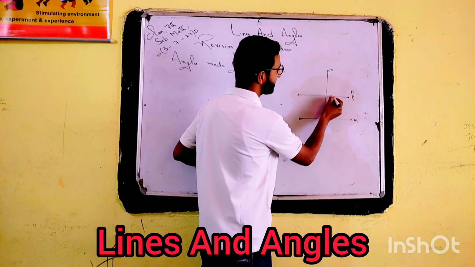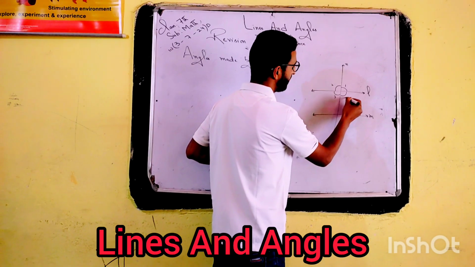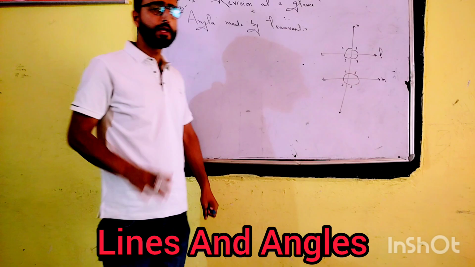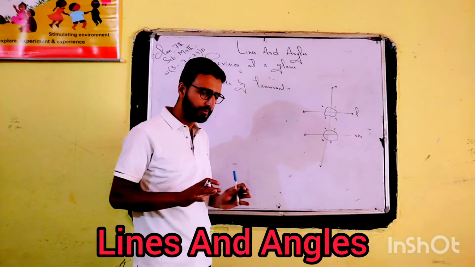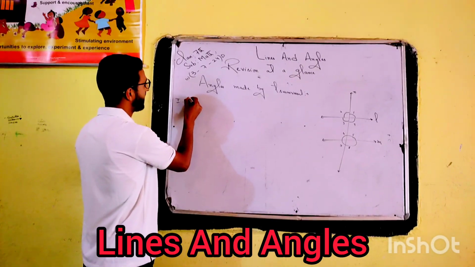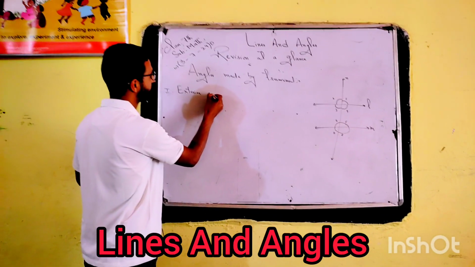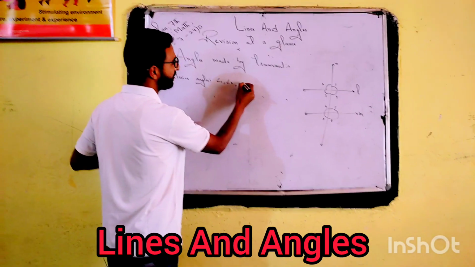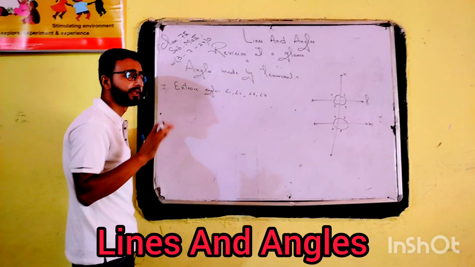How many angles are formed here? 1, 2, 3, 4, 5, 6, 7 and 8. So when two lines are cut by a transversal, 8 angles are formed. Their nomenclature is different. Number 1, exterior angles. Tell me the exterior angles in this diagram: angle 1, angle 2, angle 7, angle 8. The outside angles are called exterior angles.